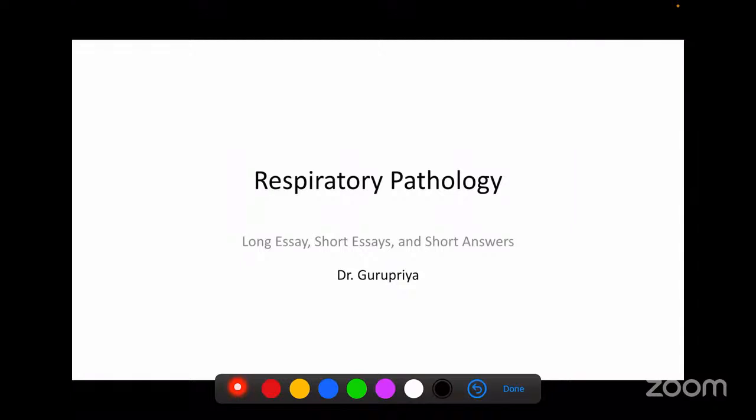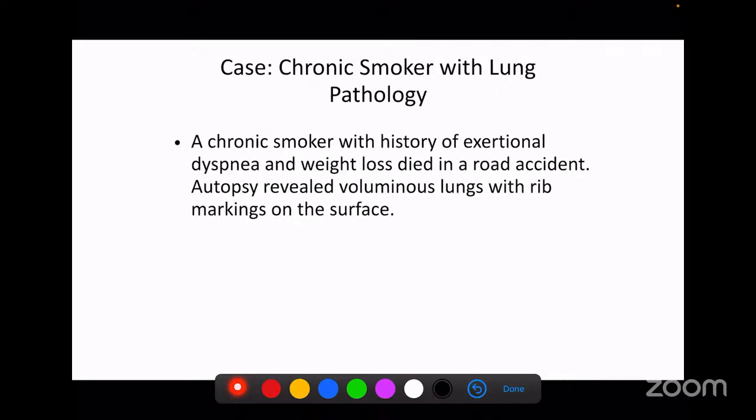So now we'll move on and discuss our respiratory pathology. We have a long essay question. First, we are going to discuss a long case-based essay question. This is the first case for the day. A chronic smoker with history of exertional dyspnea and weight loss. He died in a road accident, and the autopsy reveals voluminous lungs with rib markings on the surface.